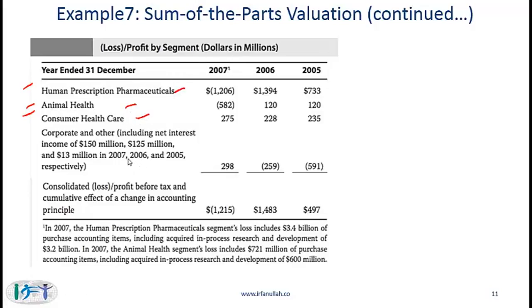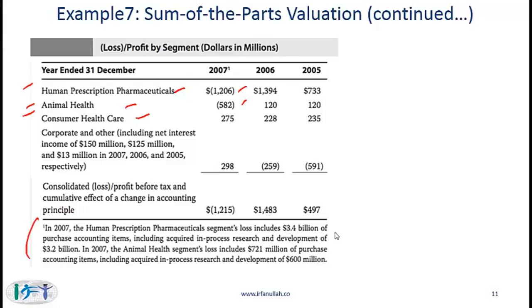value them separately. Another point is that if you take 2007, two of the businesses made a substantial loss. So can you use a price earnings method over here? Probably not, unless you make some adjustments. So not only are the businesses different, but at times you just cannot use the same model.